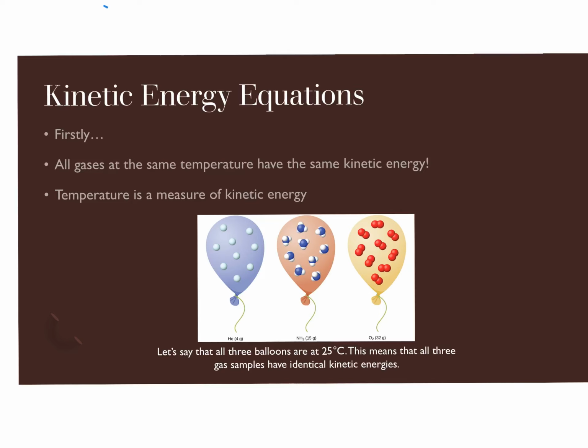The next thing we have to take a look at is finding average kinetic energy. And we've said before that temperature is a measure of average kinetic energy. So at any given temperature, let's say 25 degrees, all three samples of gases in these different balloons are going to have the same average kinetic energy. But the picture is supposed to show that they might also have different masses. And so if they have different masses, they're going to have different velocities. And so the equation we're going to look at helps you solve for velocity.